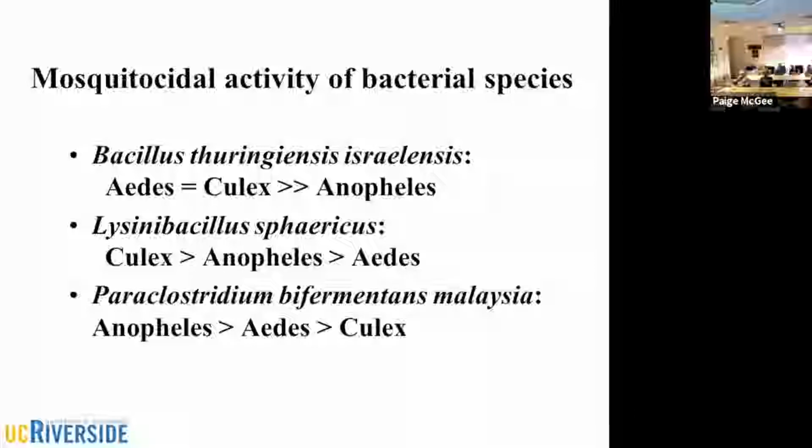Now, if you look at the mosquitocidal activity of those species, thuringiensis is particularly active against Aedes and Culex. Israelensis is particularly active against Aedes and Culex, and also, for example, Anopheles. And Sphaericus has a slightly different spectrum, as indicated on the slide. And the Paraclostridium, which I'm working on, has a slightly different spectrum of activity. And I'm not going to talk about that at all today. And that has activity against Anopheles species.